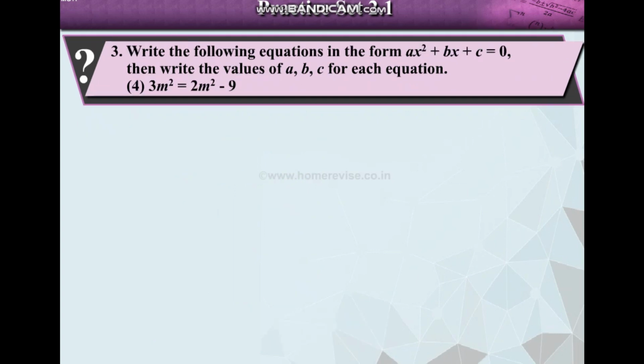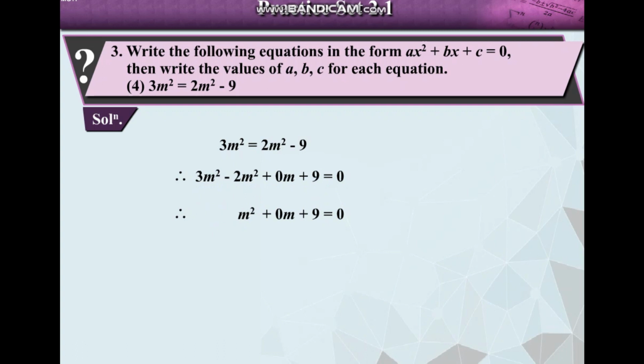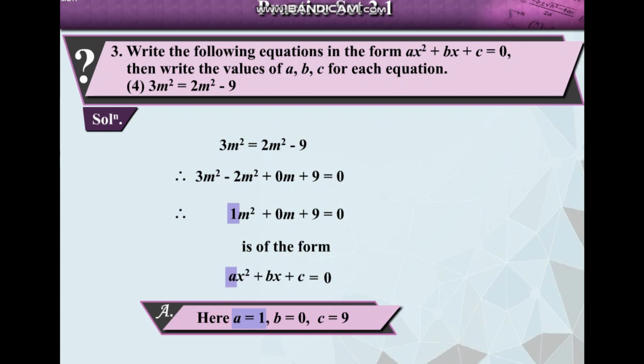4. 3m square is equal to 2m square minus 9. Solution: 3m square is equal to 2m square minus 9. Therefore, 3m square minus 2m square plus 0m plus 9 is equal to 0. Therefore, m square plus 0m plus 9 is equal to 0, which is of the form ax square plus bx plus c is equal to 0. Here, a is equal to 1, b is equal to 0, c is equal to 9.